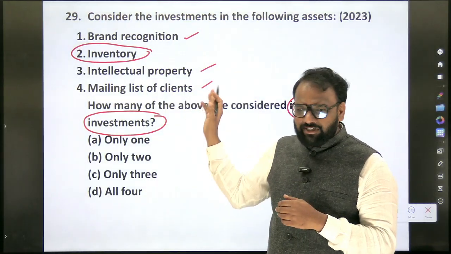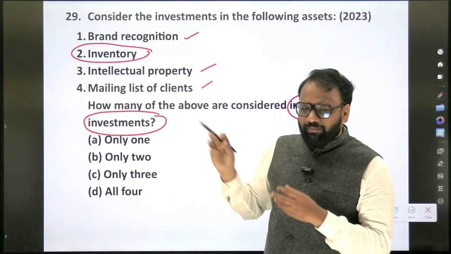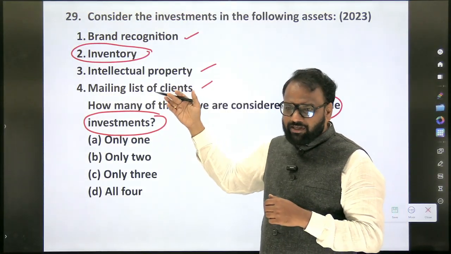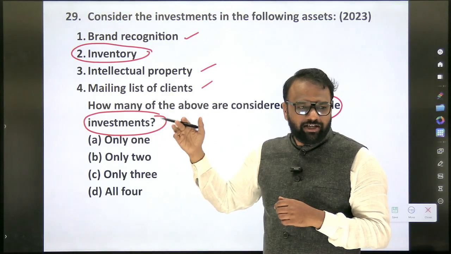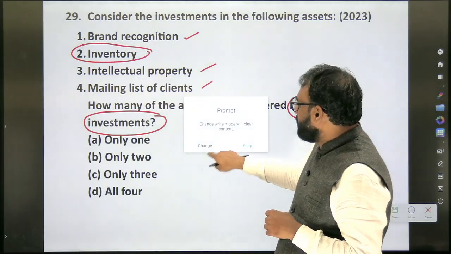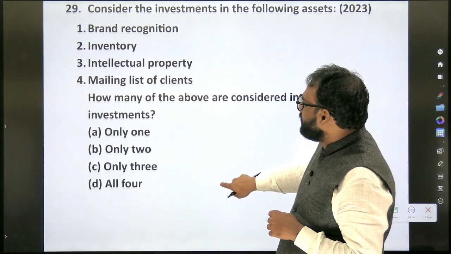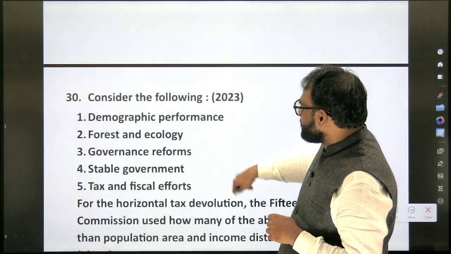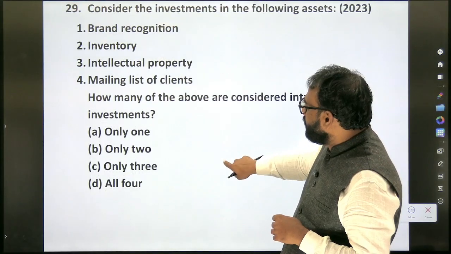So the first time they had asked such kind of question. So based on examples itself, we should be able to connect. If you want, you can generate a few more examples and just try to see which of them are considered as intangible investments. So what's the answer here? Not only 3.